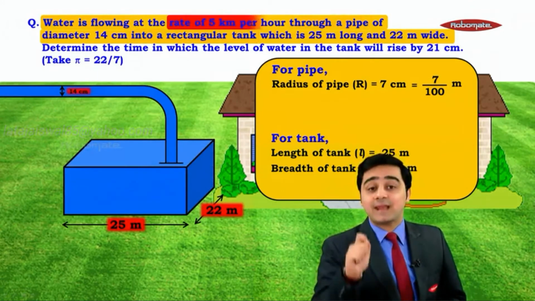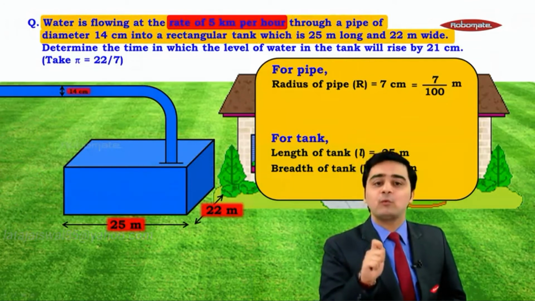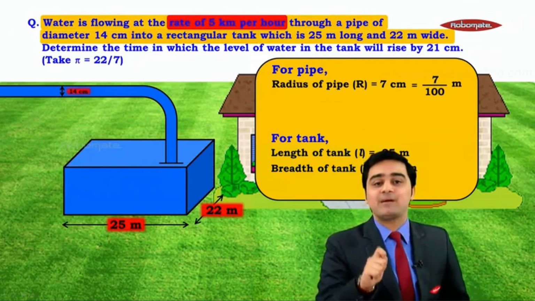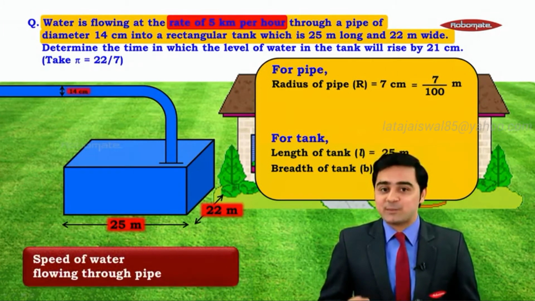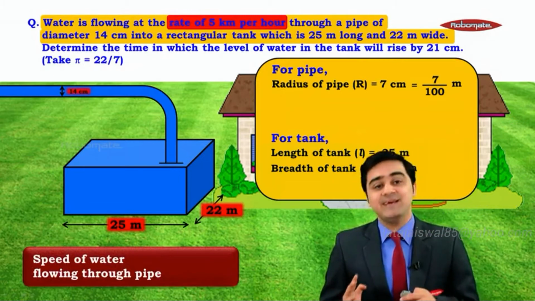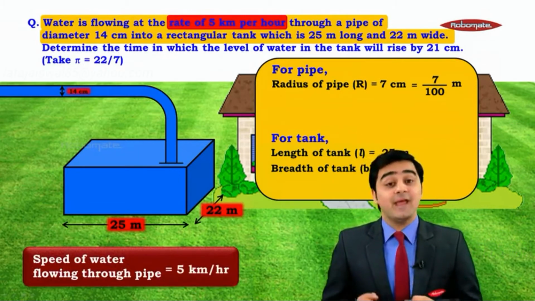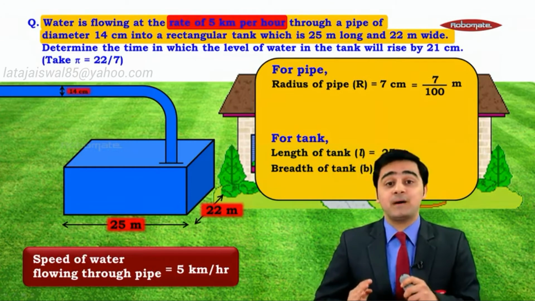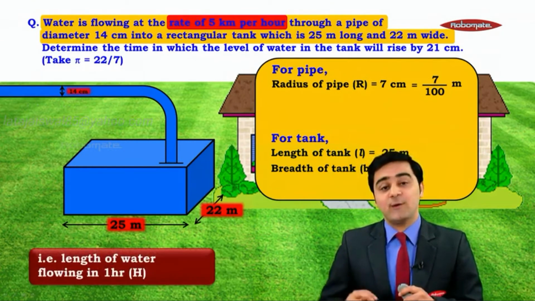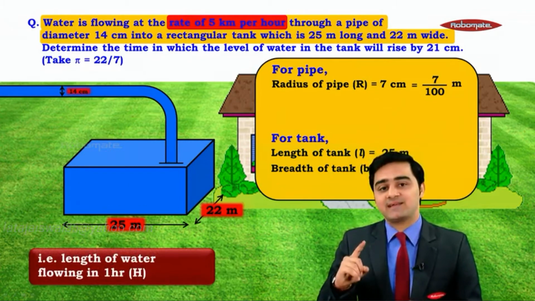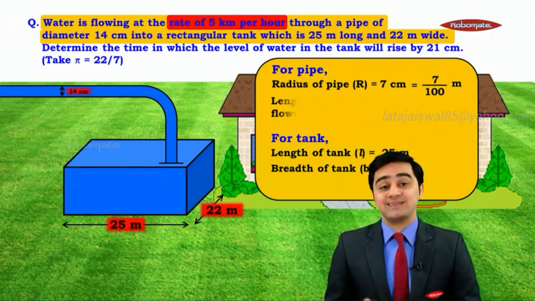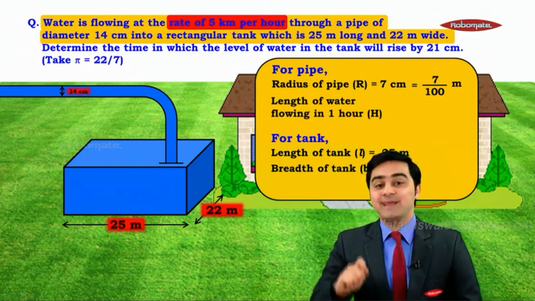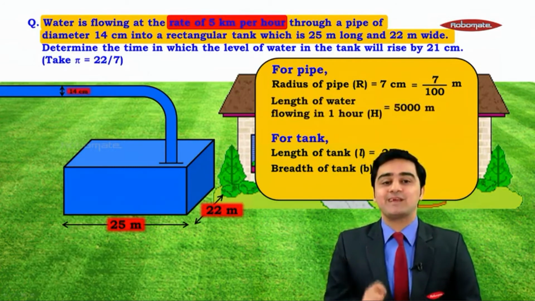It says that the rate at which the water flows through the pipe is 5 kilometers per hour. So my dear students, if the rate is 5 kilometers per hour, what is the speed of the water flowing? Yes, we can say that speed is equal to 5 kilometers per hour. And if the speed is 5 kilometers per hour, what is the length of the water flowing through the pipe in 1 hour? Yes, it is equal to 5 kilometers, which is 5,000 meters. We can write the same in the solution. We can say that length of water flowing through the pipe in 1 hour is equal to 5,000 meters.